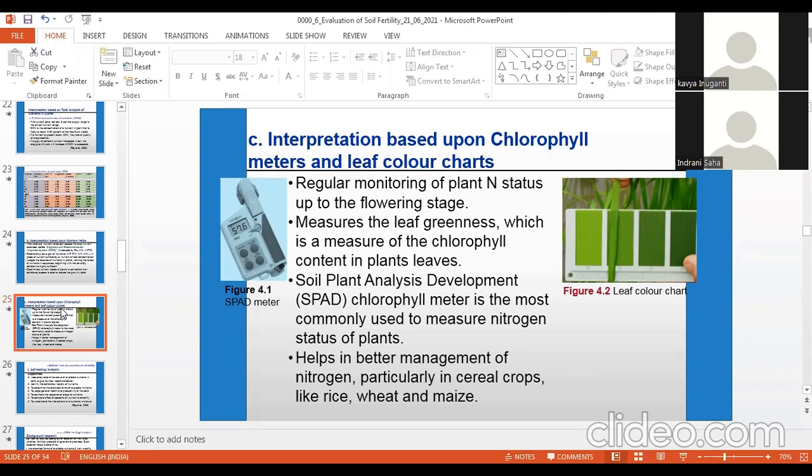And what is affecting chlorophyll color? It is mostly nitrogen. Nitrogen is there in the chlorophyll, which decides the greenness of the plants.